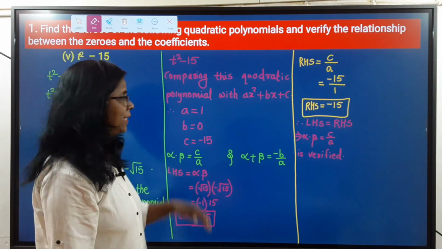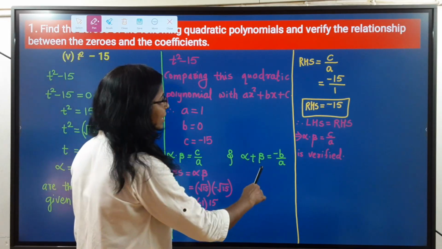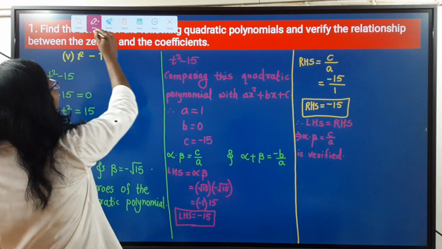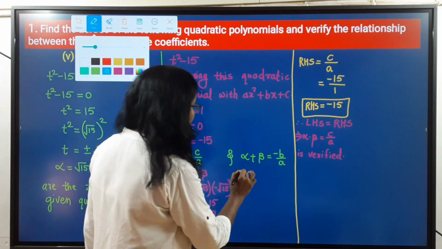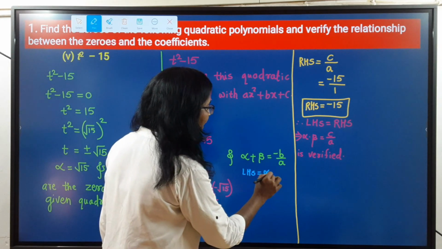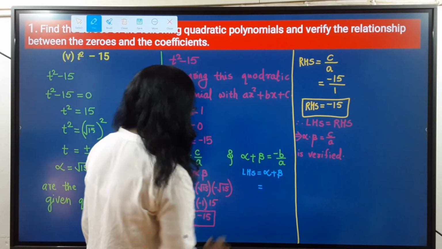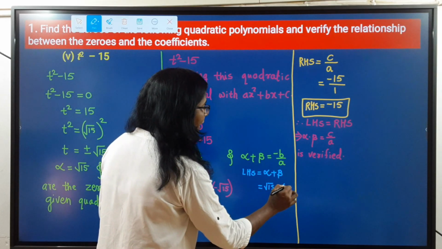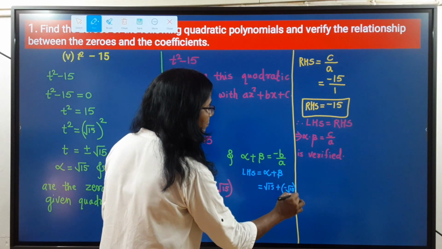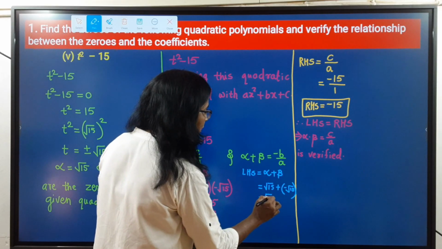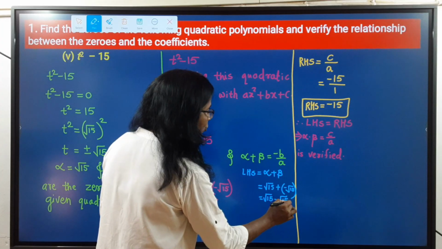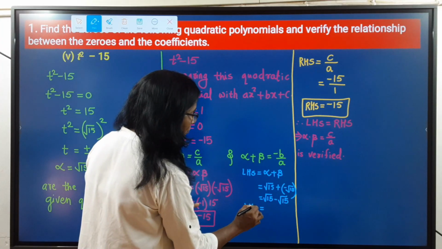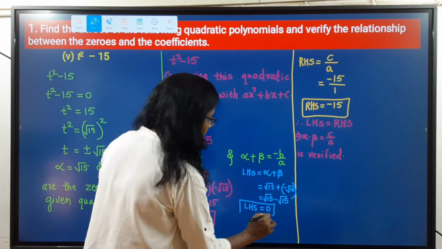Okay students, and then the next part, that is alpha plus beta is equal to minus b upon a. So students, LHS is equal to alpha plus beta. So here, students, root 15 plus in the bracket minus root 15. So root 15 minus root 15. So that means LHS is equal to 0.